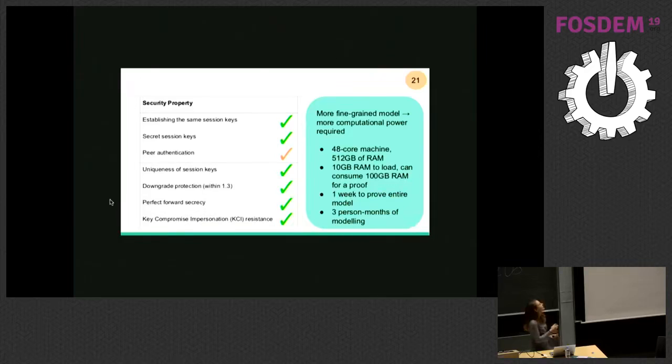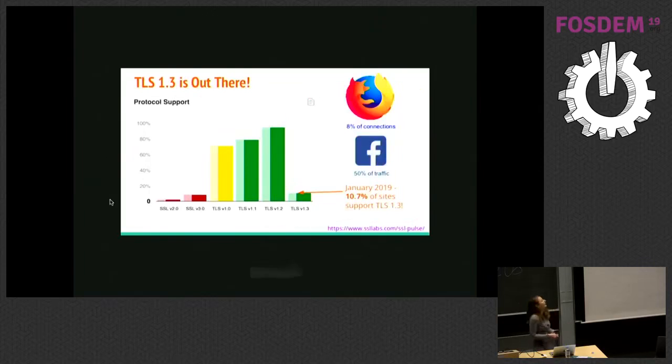To prove the entire model takes about a week continuously, and we needed about 3 person-months to model before we could even start proving. And I think that's actually an underestimate. I think it took us a lot longer. But in the end, we showed that 21 pretty much looks good, and therefore the logical core of TLS 1.3 actually looks pretty good. And TLS 1.3 is out there.